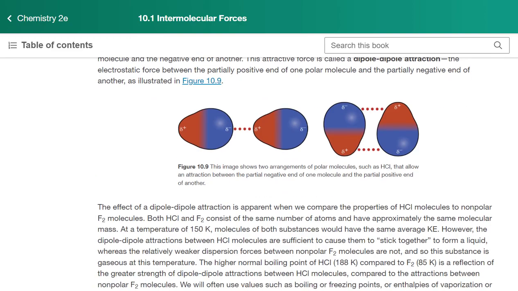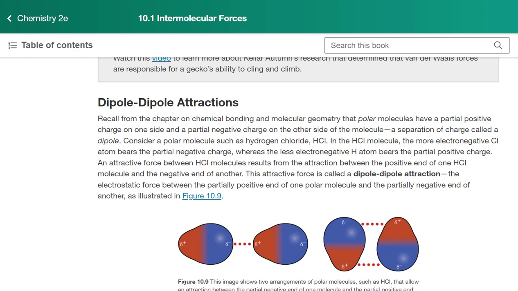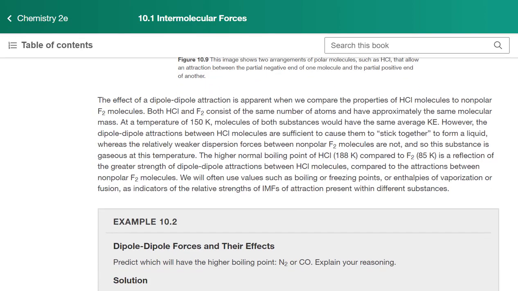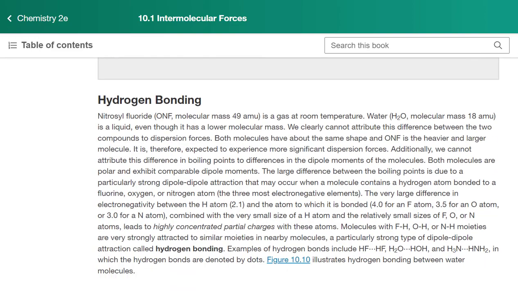Things that are polar molecules will have higher melting points and higher boiling points than things that are nonpolar, and this is the reason for that. Okay, so there's a bit of a discussion in here related to that, and an example you can look at.